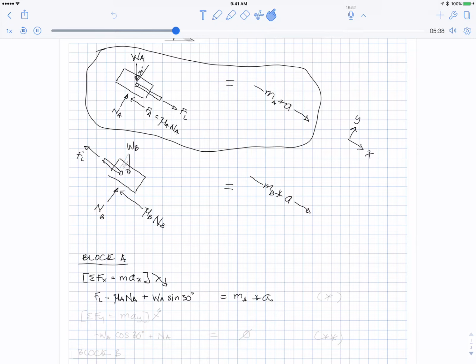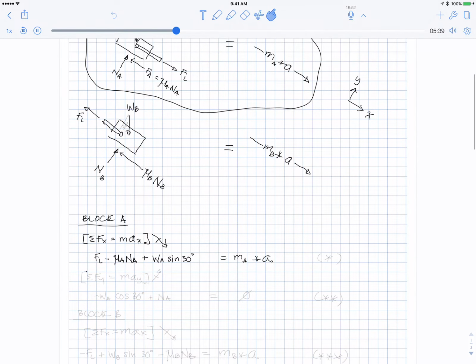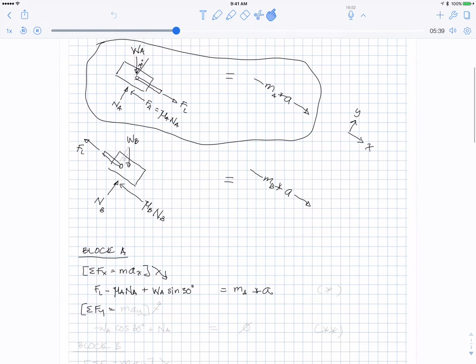Okay, so now if we look in the y direction, going that way positive, up from the ground positive, we're going to have minus WA cos 30 degrees going down towards the ground, plus the normal at A coming up. That's all the y components on the left side equals, there is no y component in the acceleration side of the equation, so it's 0. We repeat the process for block B.